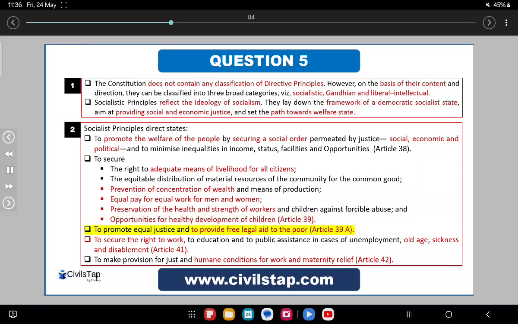Article 39. To promote equal justice and to provide free legal aid to the poor. Article 39A. To secure the right to work, to education and to public assistance in cases of unemployment, old age, sickness and disablement. Article 41. To make provision for just and humane conditions for work and maternity relief.